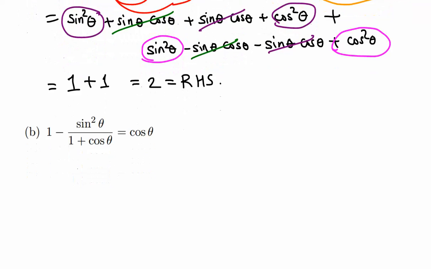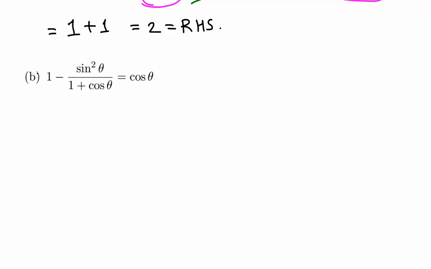Okay, let's move to part B. Obviously we want to start with the left hand side, since it's more complicated, and we just have to get cosine theta in the right hand side. So let's try to write everything in terms of cosine. This is already cosine, so we can't do anything.